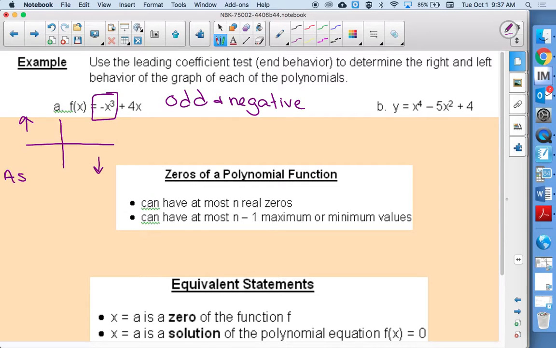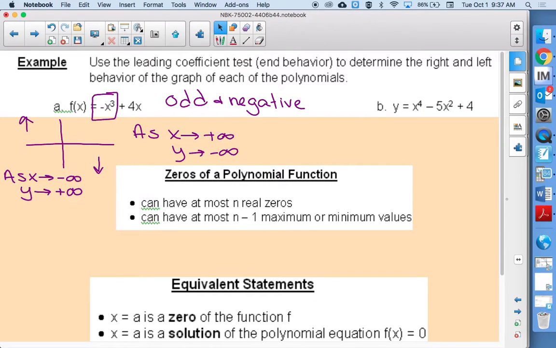So then we would say as x goes to negative infinity, y goes up to positive infinity. As x goes to positive infinity, y goes down to negative infinity. And that's all end behavior is. So describing the left side of the graph, describing the right side of the graph, based off of the largest power and the number in front of it. So the next one, we have x to the 4th, which is even, and there's a positive number in front of it.